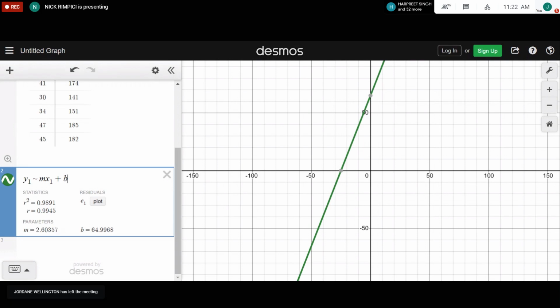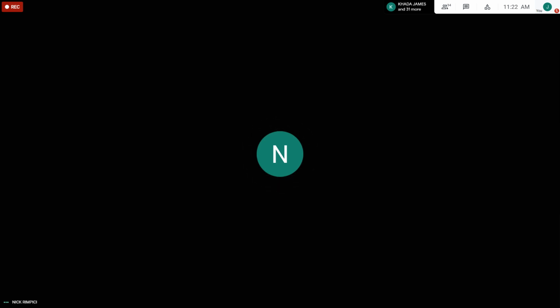Okay, my m and my b are my major concerns. So m is 2.6 and my b is 65. I'm going to round it. So y equals 2.6x plus 65 is what I'm going to write down. Let me just write that down. I'm going to bring you back to the notebook in a second. So that equation was y equals 2.6x plus 65. Okay, let me get us out of Desmos and go back. Let me share this.